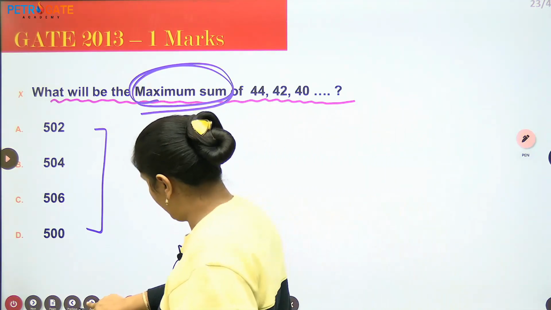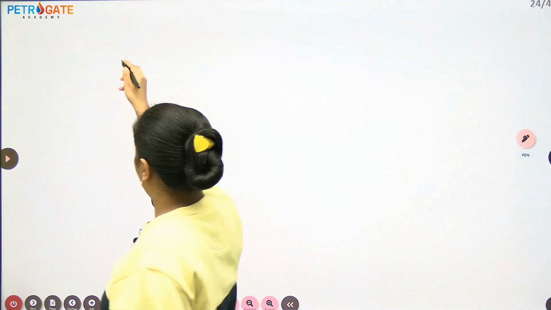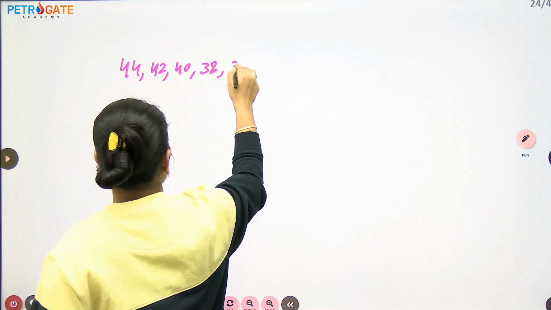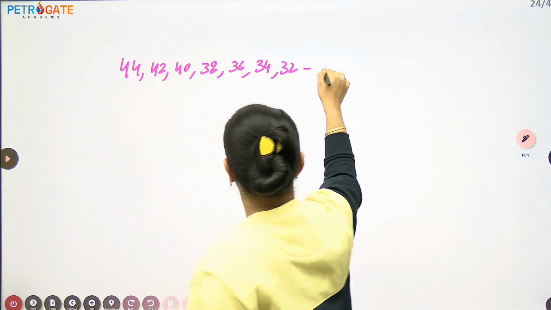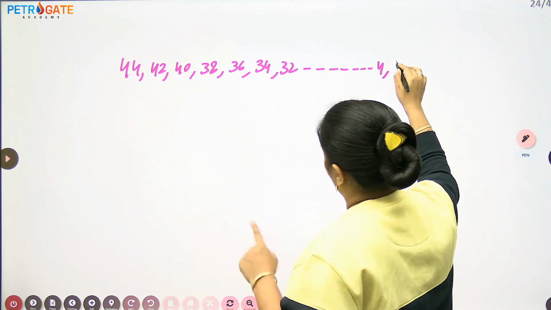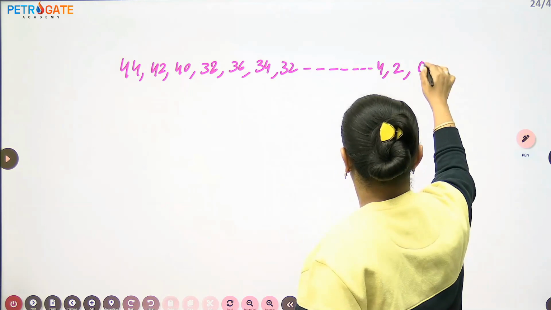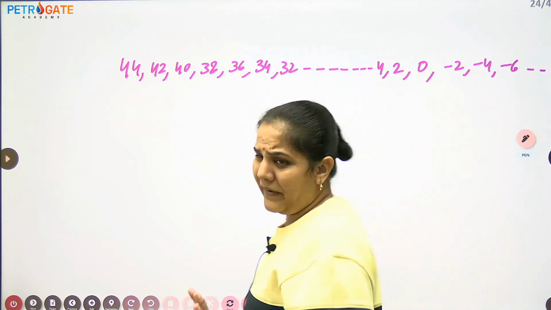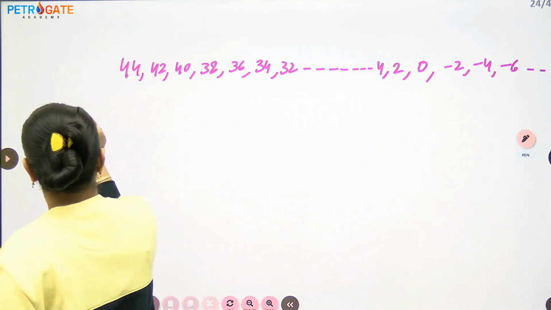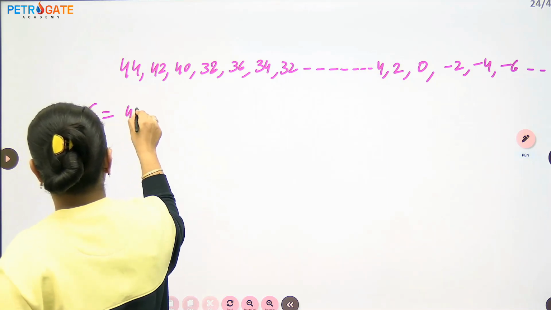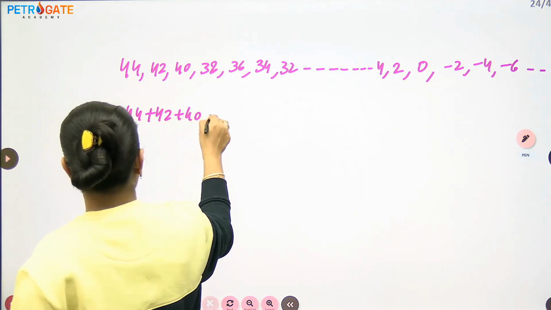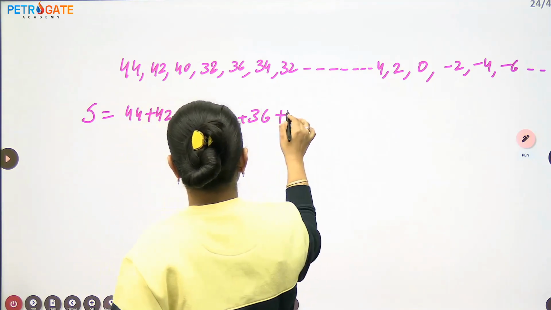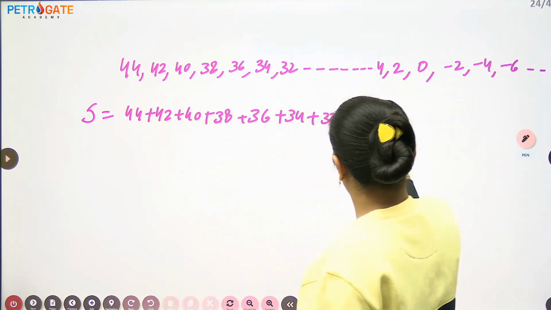So let's write down the series in a simple manner. The series is 44, 42, 40, 38, 36, 34, 32 up to 4, 2, 0, that is -2, -4, -6 and so on. We have to find out the sum now. So let me write down the series: 44 plus 42 plus 40 plus 38 plus 36 plus 34 plus 32 and so on.